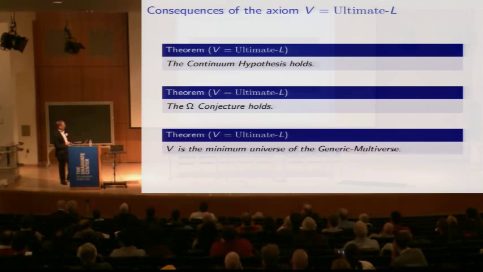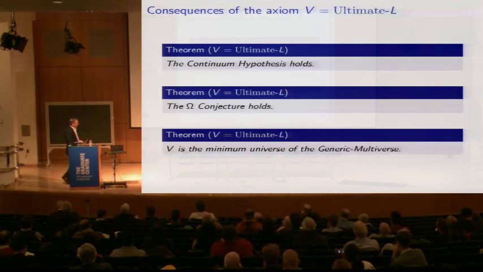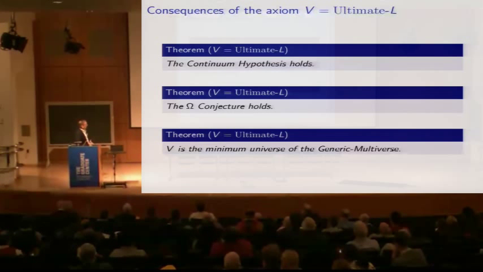L had this very nice property that it was the minimum universe of the generic multiverse generated by L. That's a consequence of V is ultimate L. So we're replicating some of the consequences of L, and so this seems promising. Okay, so now I view myself as a mathematician.